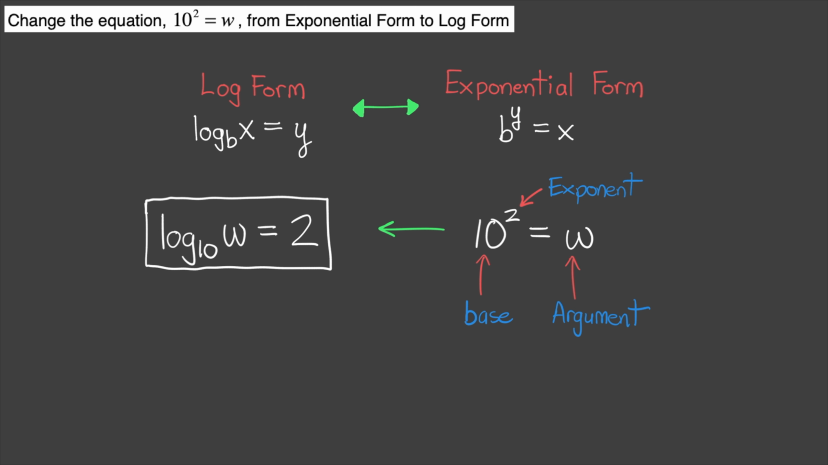Now, a good way to test to make sure that you did this correctly, or to check it, is basically to change it back to exponential form. So if I change it back to exponential form, remember we start with the base and we raise it to here and set it equal to the argument. So it would be 10 raised to the 2 equals w, which is what we have here. So that tells us that we've done this process correctly. We have changed from exponential form to log form.